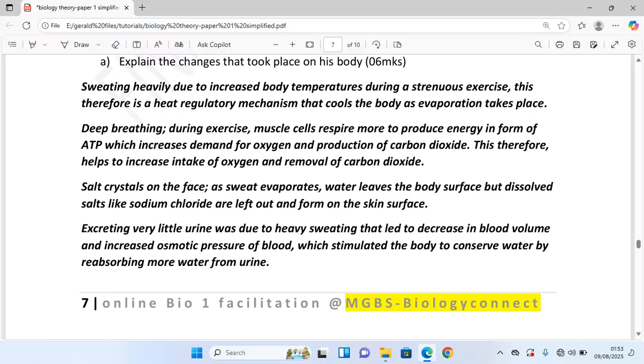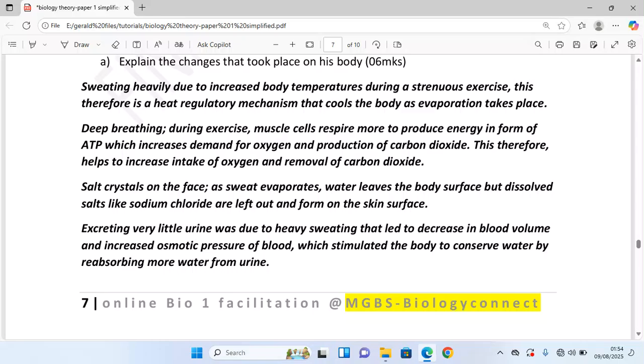But as well as respiration taking place at a high rate, there is a generation of carbon dioxide as a byproduct. And you know what happens when carbon dioxide accumulates in the body? It reacts with water to produce carbonic acid, and then the body fluids become acidic. So we need to eliminate it there and then. That's why there is a lot of increased breathing rate.